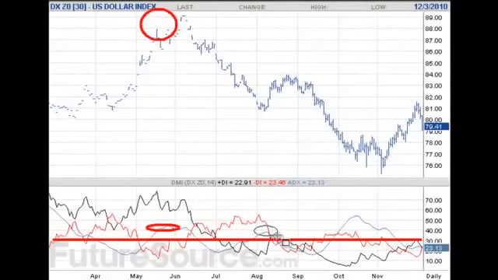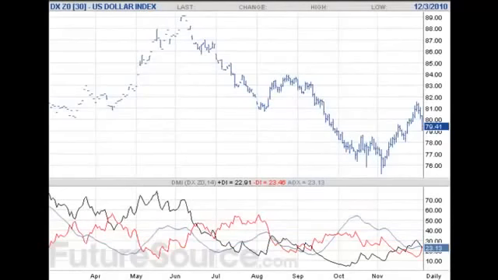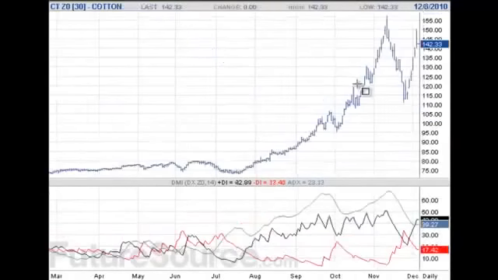There the ADX hooks down, calls a bottom. ADX is above 30, it hooks down, calls a bottom. Okay? So that's what's really neat about the ADX. When it gets above this 30 line and it's rising, a lot of times it can call turning points in a market. Not all the time, nothing's 100%, but it's a pretty good indicator of picking turning points in a market.